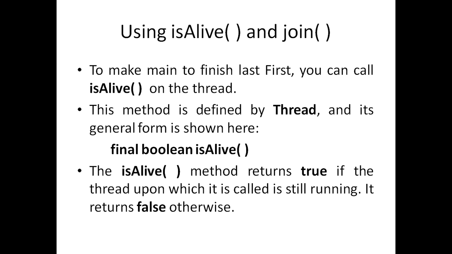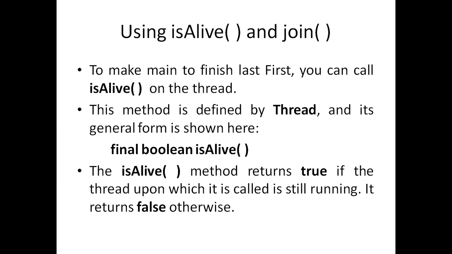there are 2 methods we will be using. One is called isAlive, and the other is join. We'll see the syntax and how to use these 2 methods in a program with an example. To make main finish last, first you can call the isAlive method on the thread. The method is defined by Thread and its syntax is: final boolean isAlive. Remember, final is a keyword we use to say that it's a constant method.